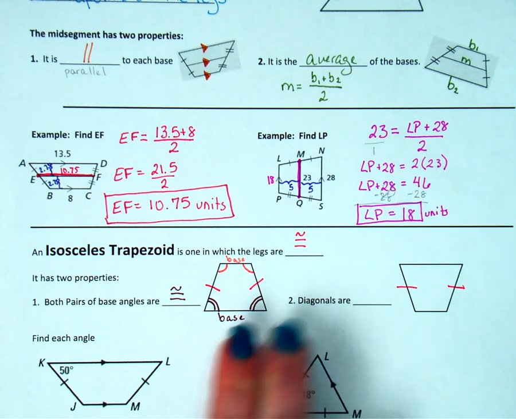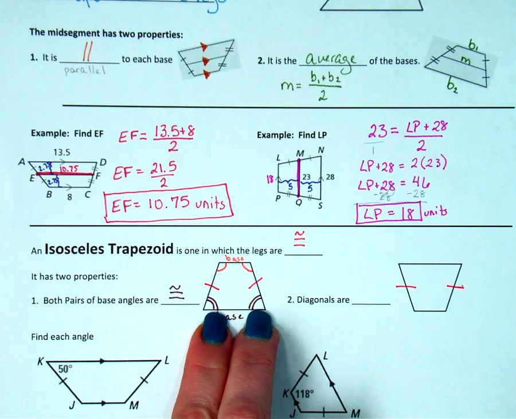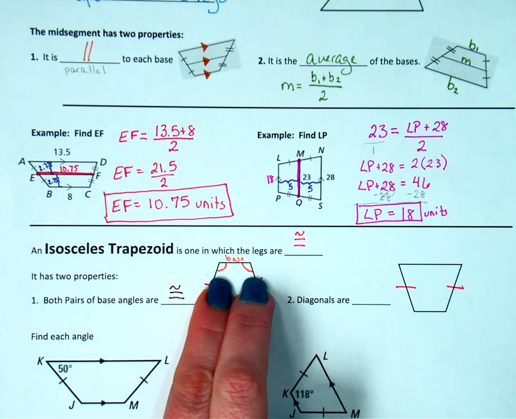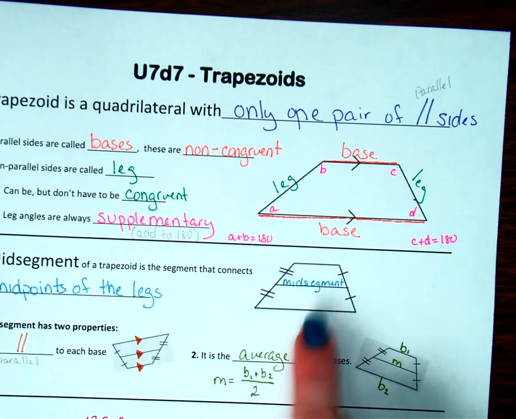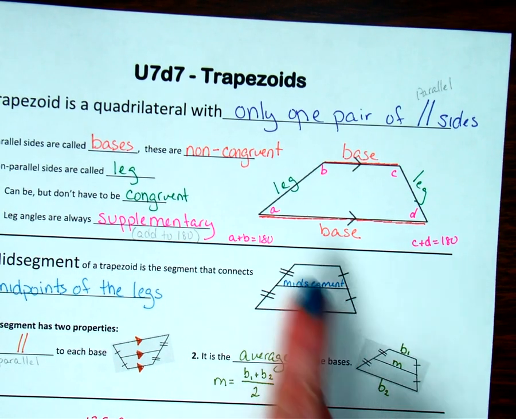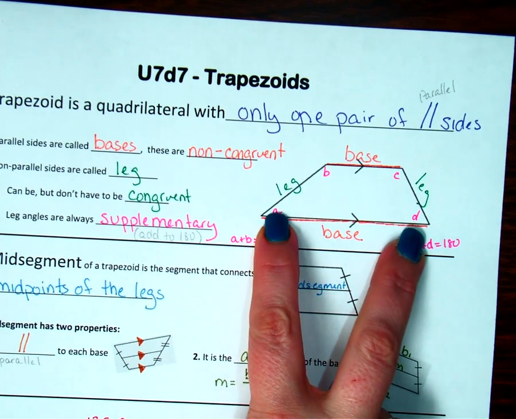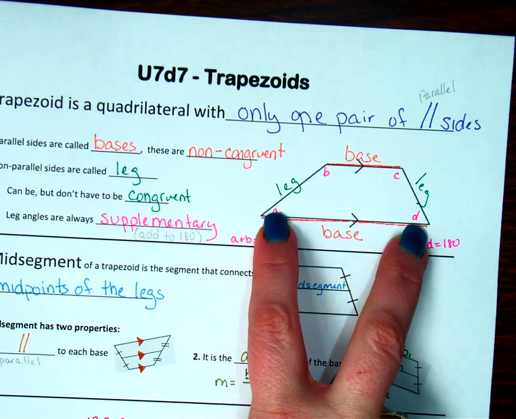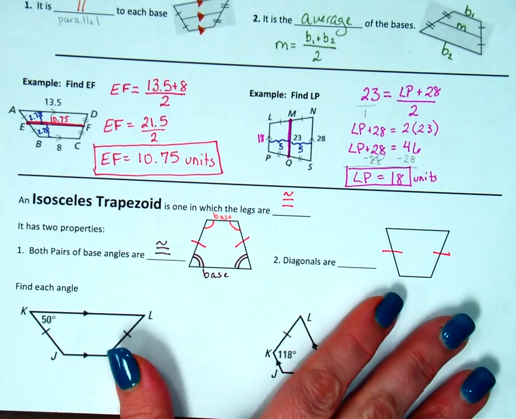The only thing that's different is these two now have to be the same as each other, and these two up here have to be the same as each other. Whereas before, these two angles don't have to be the same. The two on the base don't have to be the same. If my legs are different, they will be different. When my legs are the same, they will be the same.